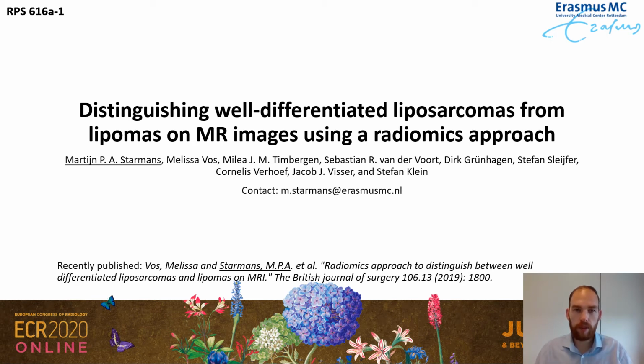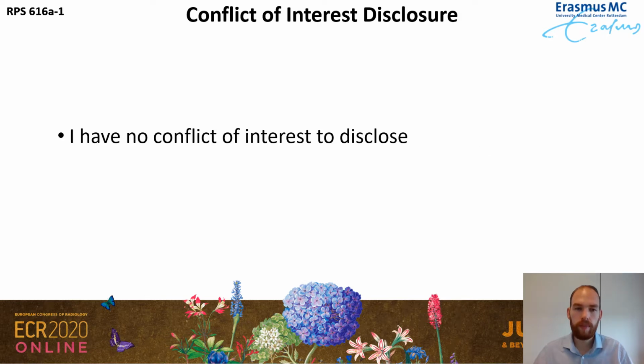My name is Martijn Starmans. I'm a PhD student from the Erasmus Medical Center in Rotterdam, the Netherlands, and I will tell you a little bit today about my work on distinguishing well-differentiated liposarcomas from lipomas on MR using a radiomics approach. I have no conflicts of interest to disclose.